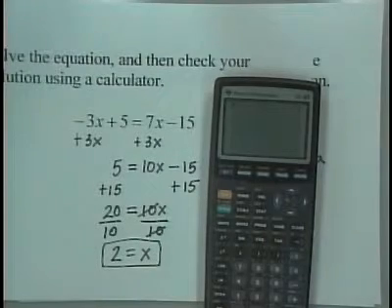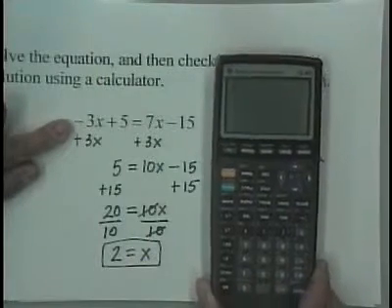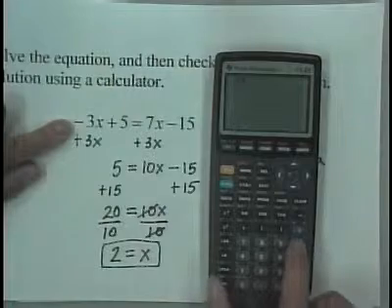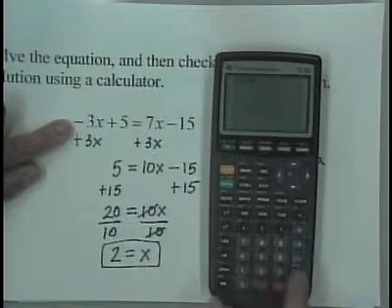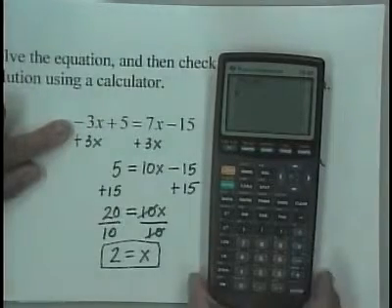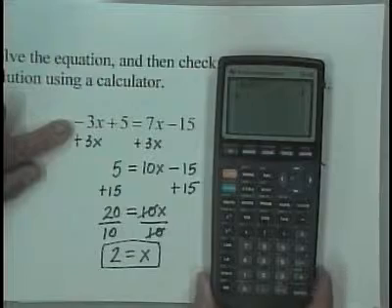Let's start with the left-hand side. I'm going to find on my calculator -3 times 2. Remember to use the gray negative that's at the bottom of the screen. -3 times 2 plus 5. I'll push the enter button on my calculator and I see that that result is -1.